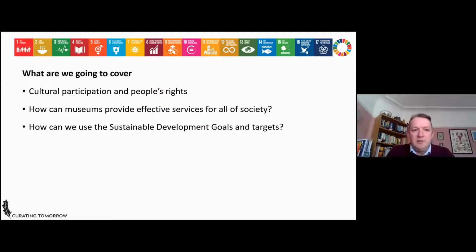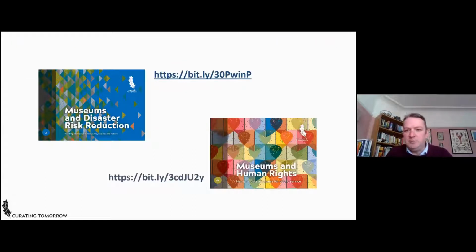So what we'll look at is how cultural participation relates to people's rights, how museums can provide effective services for all of society, and how we can use the Sustainable Development Goals and targets to help us plan and deliver that work. It also draws on 2 of these other guides that I did. The one on museums and disaster risk reduction, which is a slightly scary title for building resilience, and the other one on museums and human rights, which looks at the rights that all of us have, but also the responsibilities that institutions such as museums have to support people with their rights.